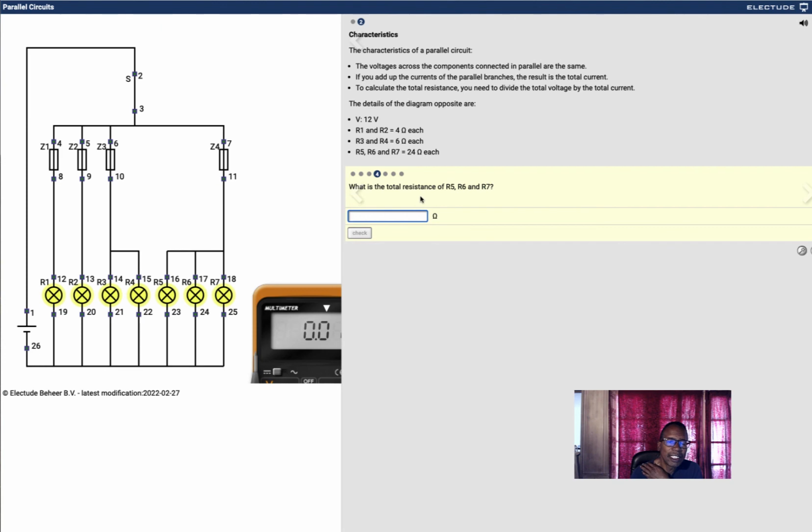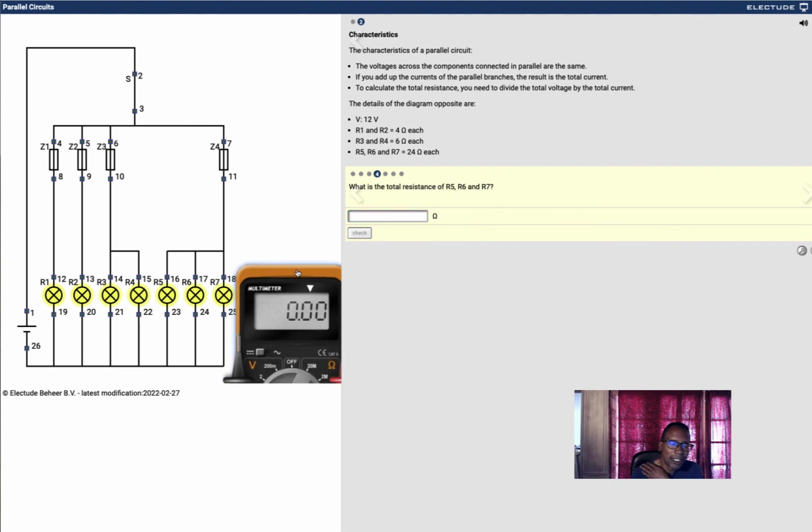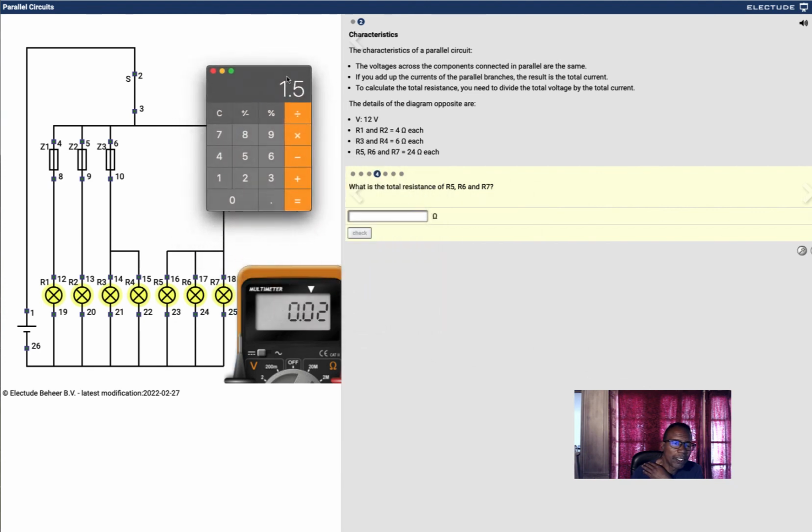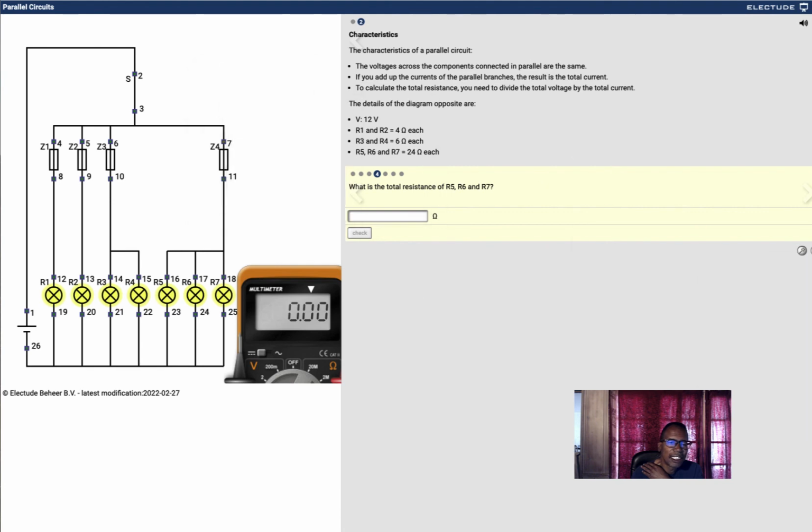What's the total resistance of R5, R6, and R7? Good question. Since we know the current is 1.5, you're going to say voltage divided by current gives me resistance. 8. See? Next one.